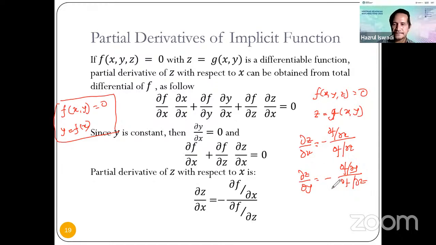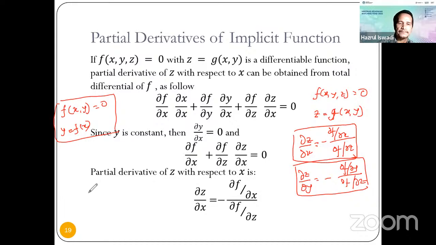Okay, I missed something. This is the partial derivative of an implicit function of three variables, and these are the formulas to find the partial derivative of z with respect to x and the partial derivative of z with respect to y, because z is a function of x and y.